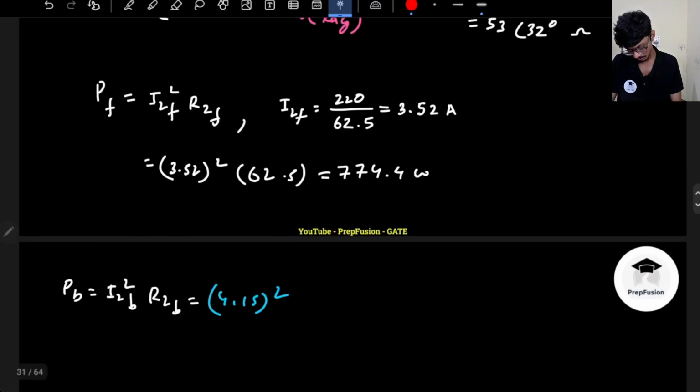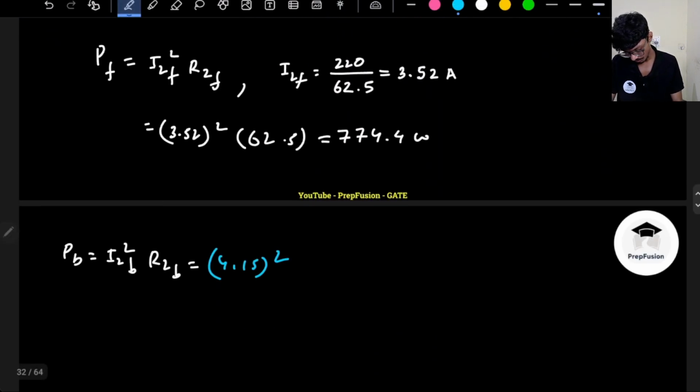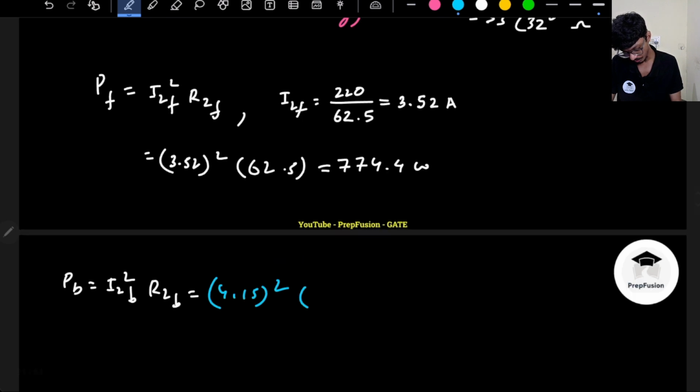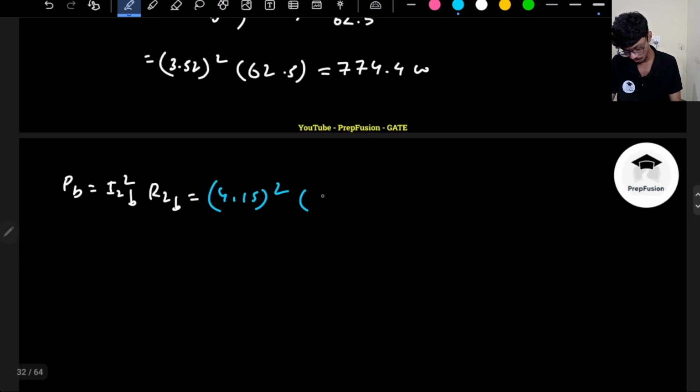So this will be equals to the backward resistance, that is 1.275, right? So this will be 4.15 whole square into 1.275. So this comes out to be 21.958.